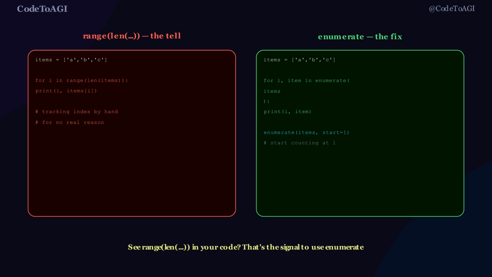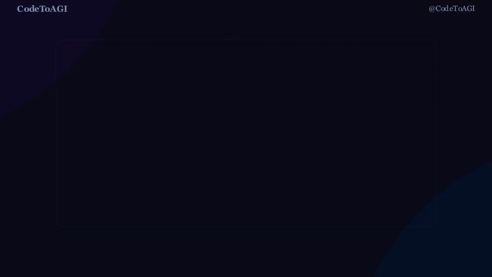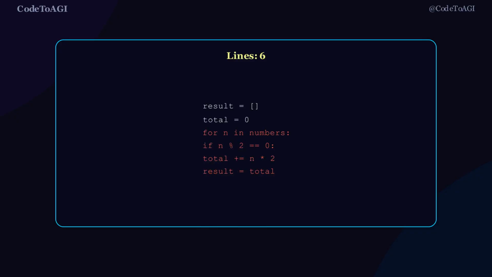Here's where this matters most. See range len something in your code? That's a signal. 9 times out of 10, enumerate replaces it completely. Let's do a live refactor. Watch this transform in real time.